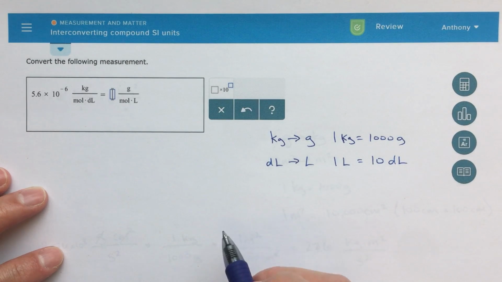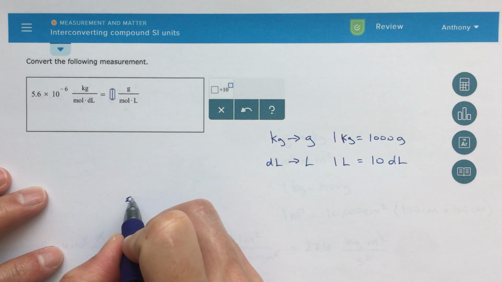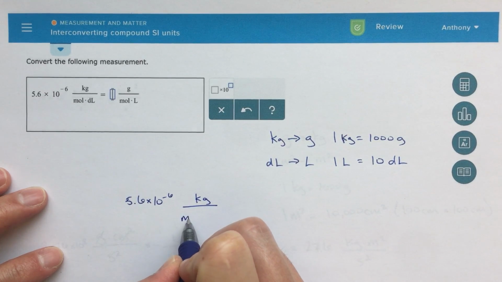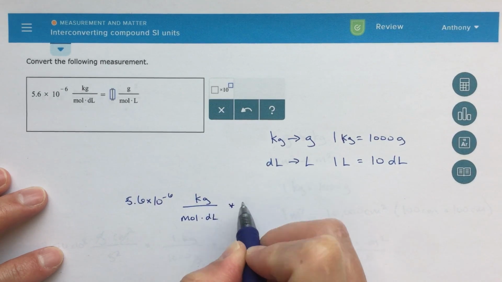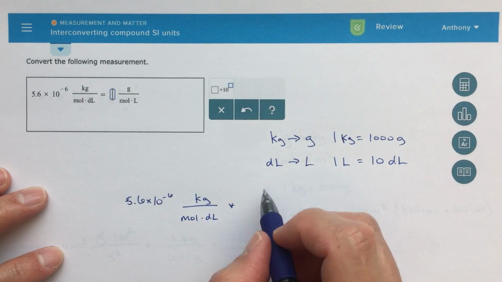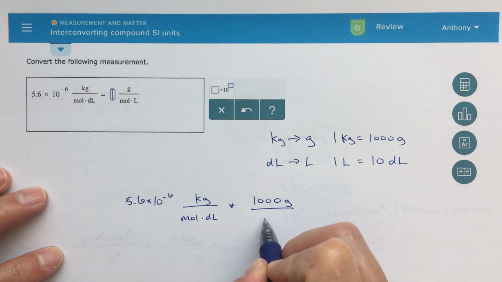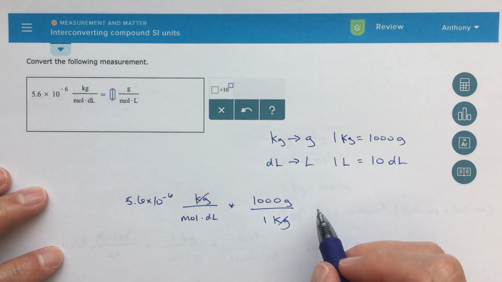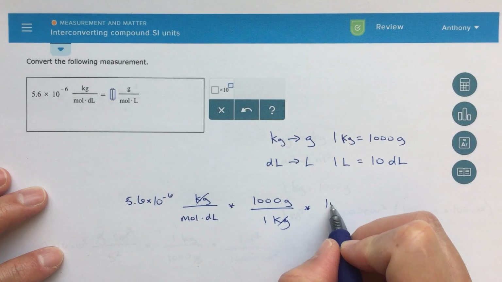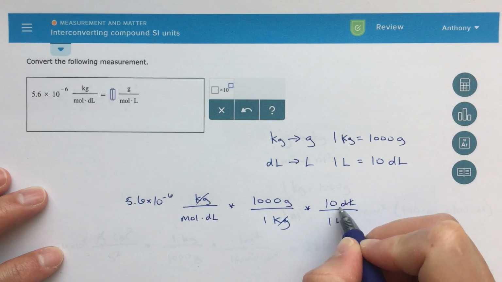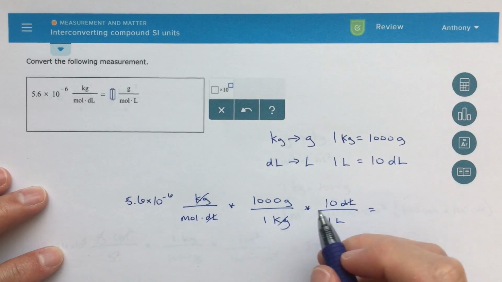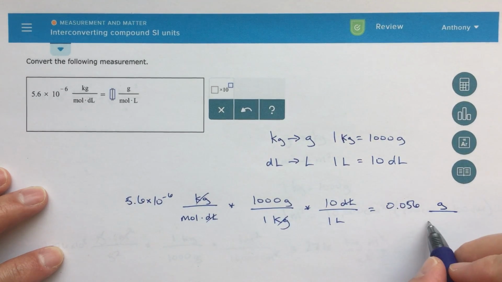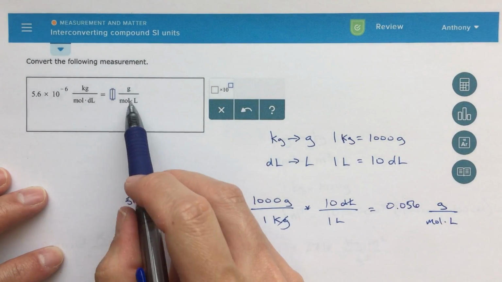Now I'm going to use the same philosophy when I do my conversion as last time. 5.6 times 10 to the minus 6 kilograms over moles times deciliters. I'm going to do this dimensional analysis, 1,000 grams over 1 kilogram. My units of kilograms will cancel out, leaving units of grams on the top, which is great. Do the same thing for the deciliters: 10 deciliters over 1 liter, and units of deciliters will cancel out. That will give me a value of 0.056, with units of grams over moles times liters, which are the units I'm shooting for.